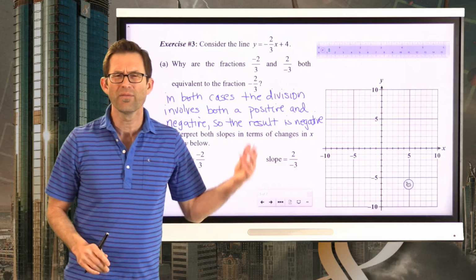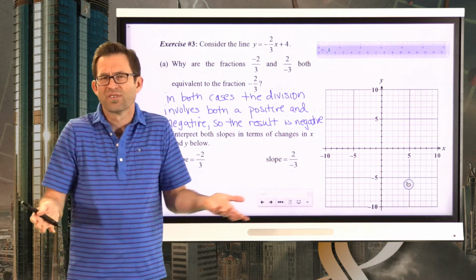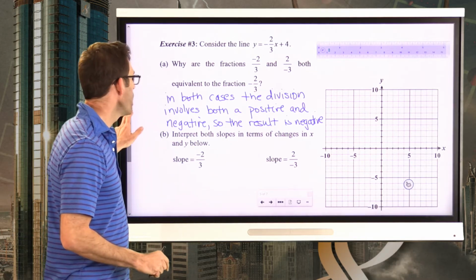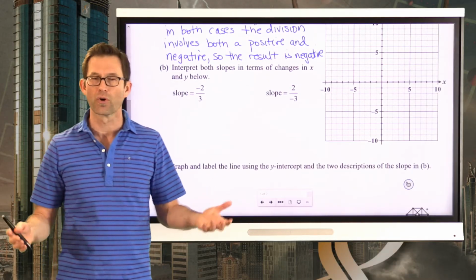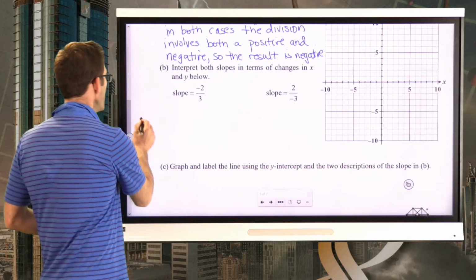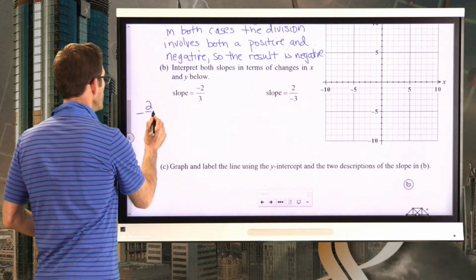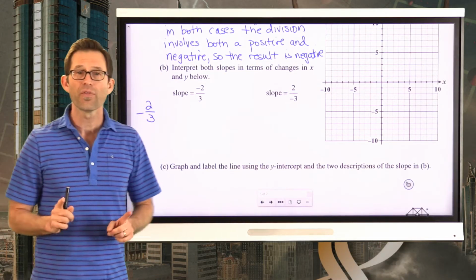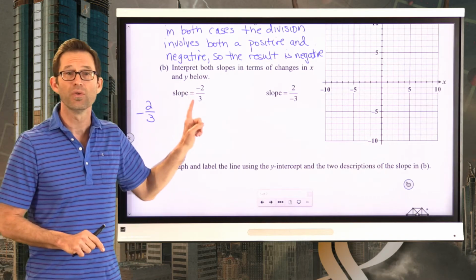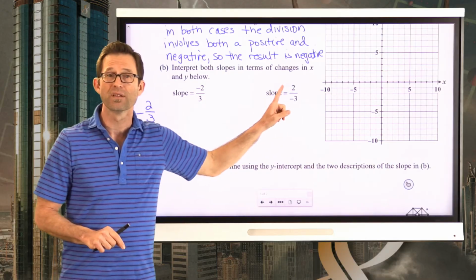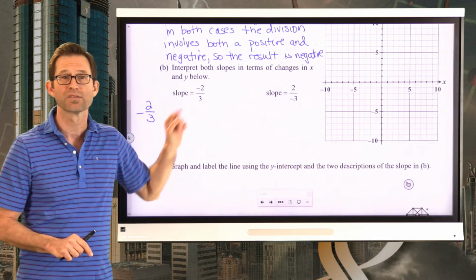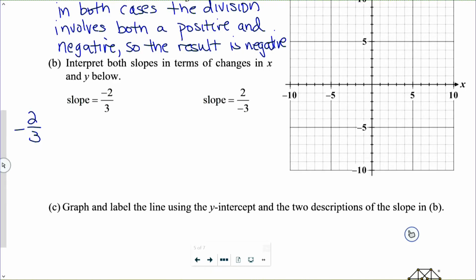So why even bring this up? Why not just say, all right, it's just negative 2/3? Well, we bring it up because they lend to two different interpretations, right? If I see a slope of negative 2/3, I can either think of that slope as being negative 2 divided by positive 3, or I can think about it as positive 2 divided by negative 3, and that leads us to question B. Interpret both slopes in terms of changes in x and y below.